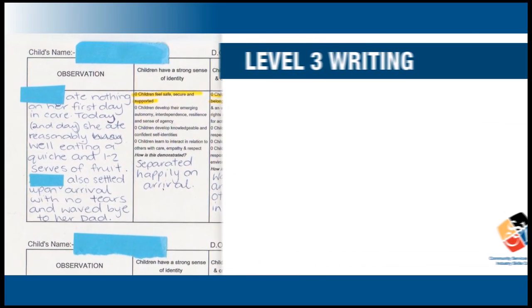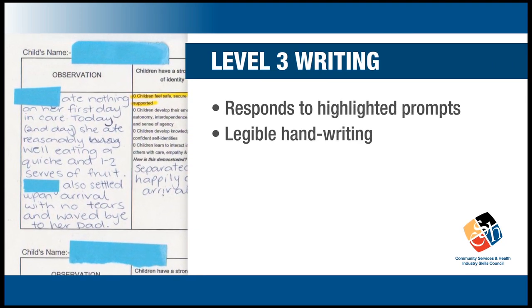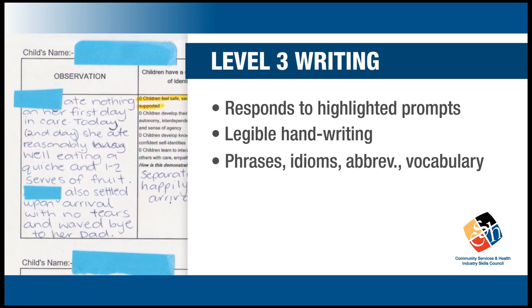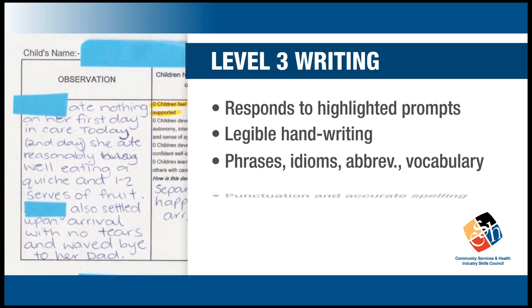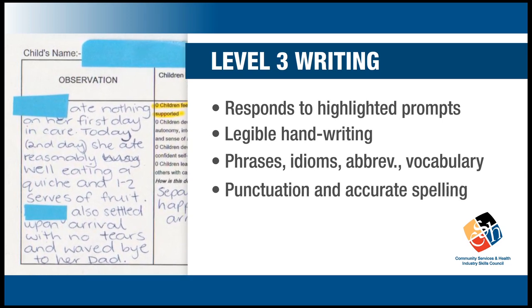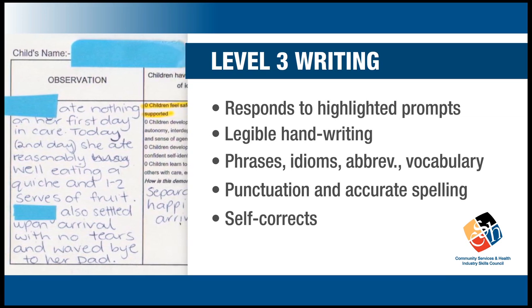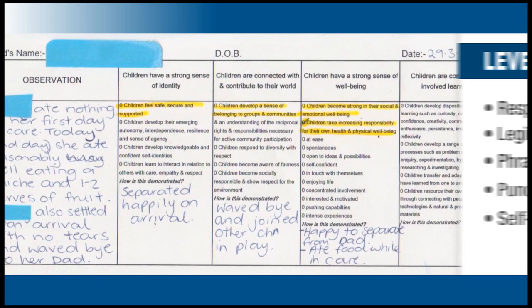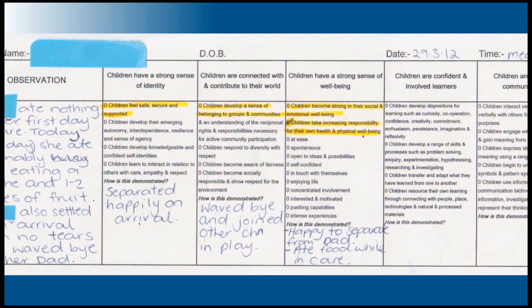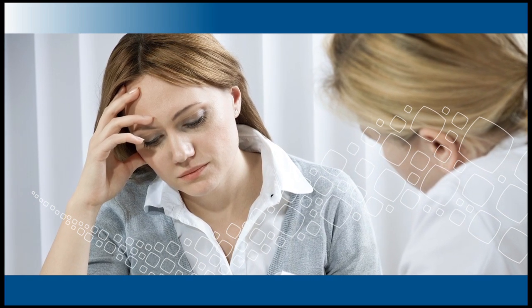The writer uses the appropriate form, responding to highlighted prompts, uses legible handwriting, uses appropriate phrases, idioms, abbreviations, and vocabulary for the task, uses appropriate punctuation and accurate spelling, and self-corrects. So, these reports demonstrate how important it is for you to identify the foundation skills, like writing, necessary to complete tasks like filling out a report or form. You then need to make sure that these skills become part of the teaching and learning program for the unit.